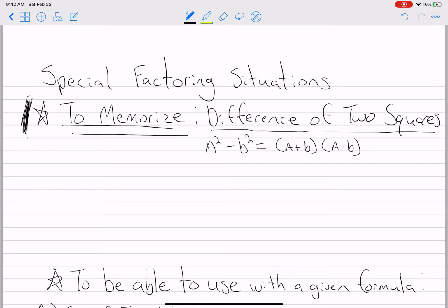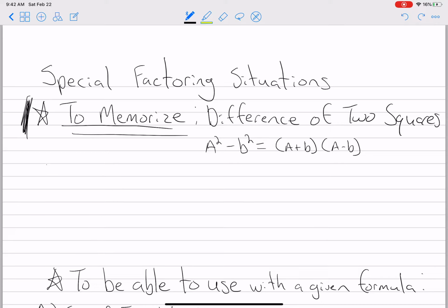Well, why is this called a difference of two squares? This is a difference because of this subtraction sign. Difference means subtract. And it's a difference of two squares because a squared is a perfect square, and b squared is a perfect square. So that's why it's called a difference of two perfect squares, subtracting two perfect squares. So let's break this down on what this looks like.